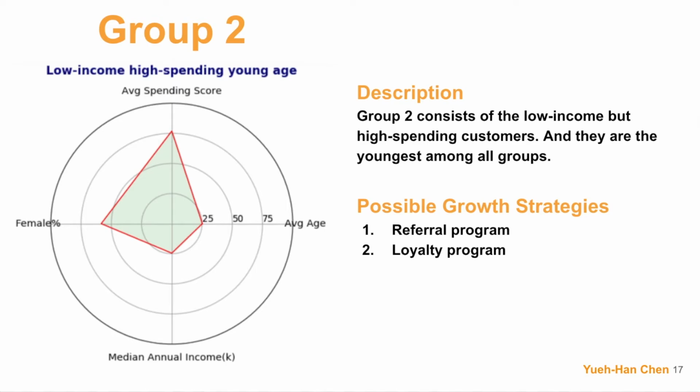First, we can tell they really love our mall as they are low income but spend a lot on us. Second, they might value discounts more than other groups given their financial situation. And third, they are at a young age, meaning that they are more likely to share things on social media or invite their friends to a product. And for the second growth strategy, I recommend a loyalty program because they are high spending. So keeping them loyal is also a good strategy.